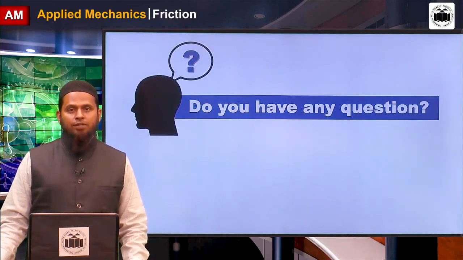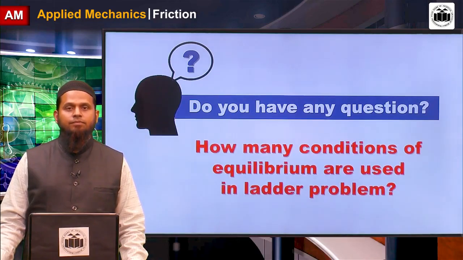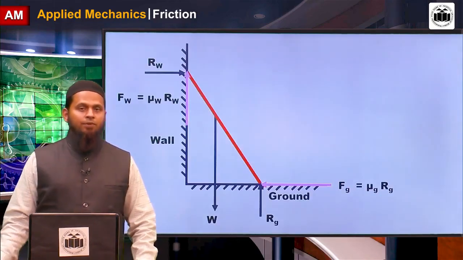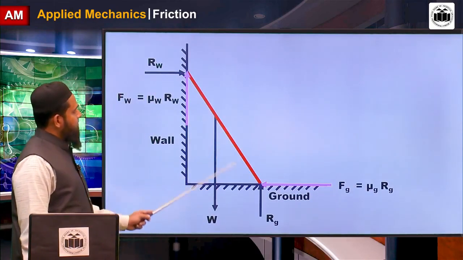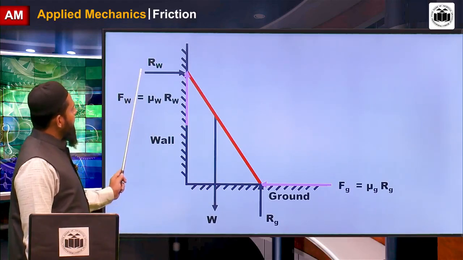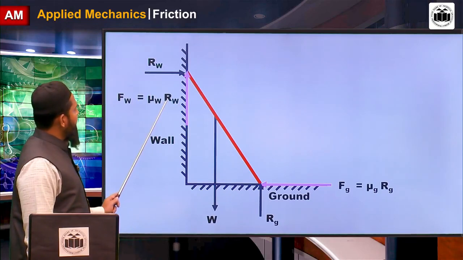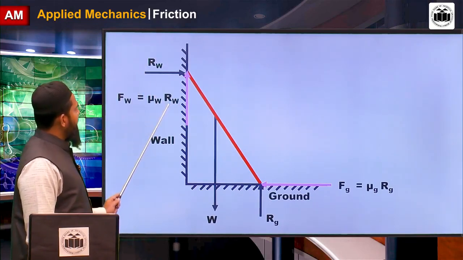Do you have any question? Yes, sir. I have a question. How many conditions of equilibrium are used in the ladder problem? Very nice question. For this, take the free body diagram of the ladder. How many unknowns? One is the normal reaction of this, the frictional force of this, but they are interrelated to each other.